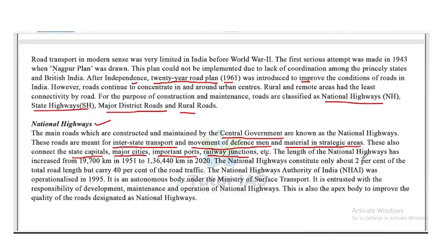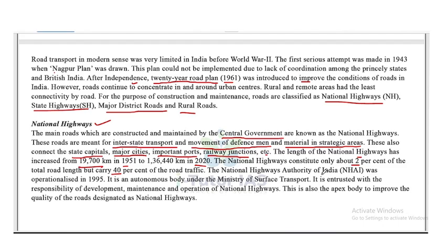The length of the national highways has increased from 19,700 km in 1951 to 1,36,440 km in 2020. So there is a big increase, a visible increase in this trend. The national highways constitute only about 2% of the total road length but carry 40% of the road traffic.